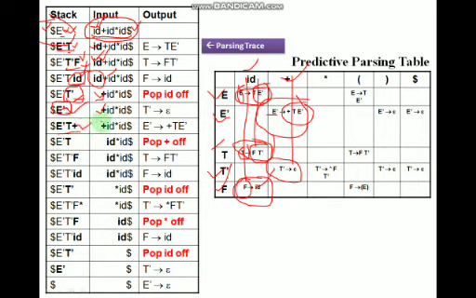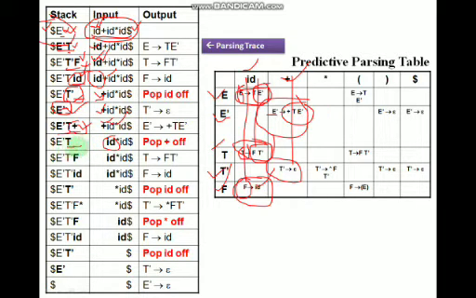Now this is plus and this is plus. We will apply the second rule, that means this plus will be popped off the stack and the input pointer will point to the next symbol, that means id. So look at here, plus has been popped off. Now the input pointer will point to id.